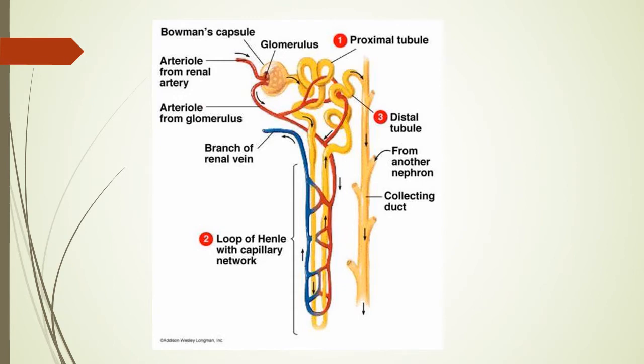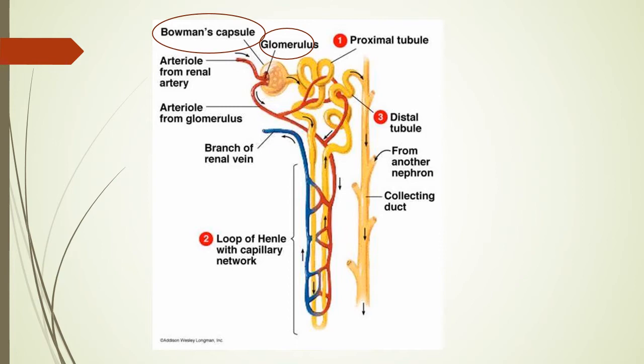This is the structure of a nephron. The first important part is Bowman's capsule, and then comes the glomerulus. These two together are called the Malpighian corpuscle or renal corpuscle. These are connected in sequence with 1. the proximal tubule, 2. the loop of Henle, and 3. the distal tubule. After that, the distal tubule is connected with the collecting duct.